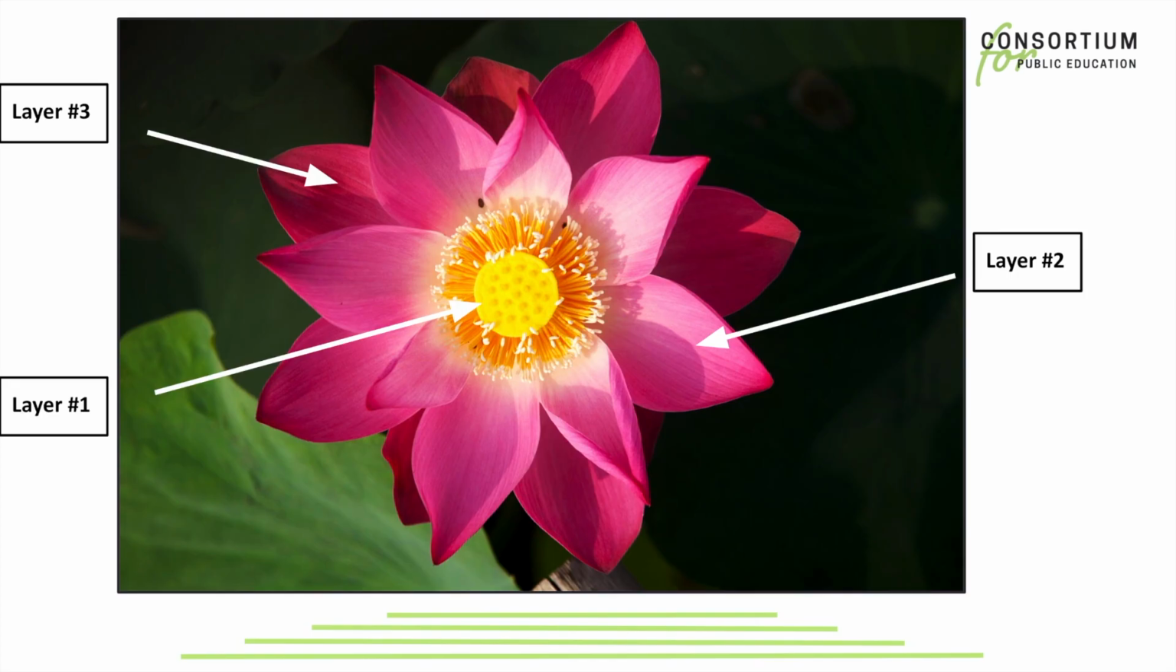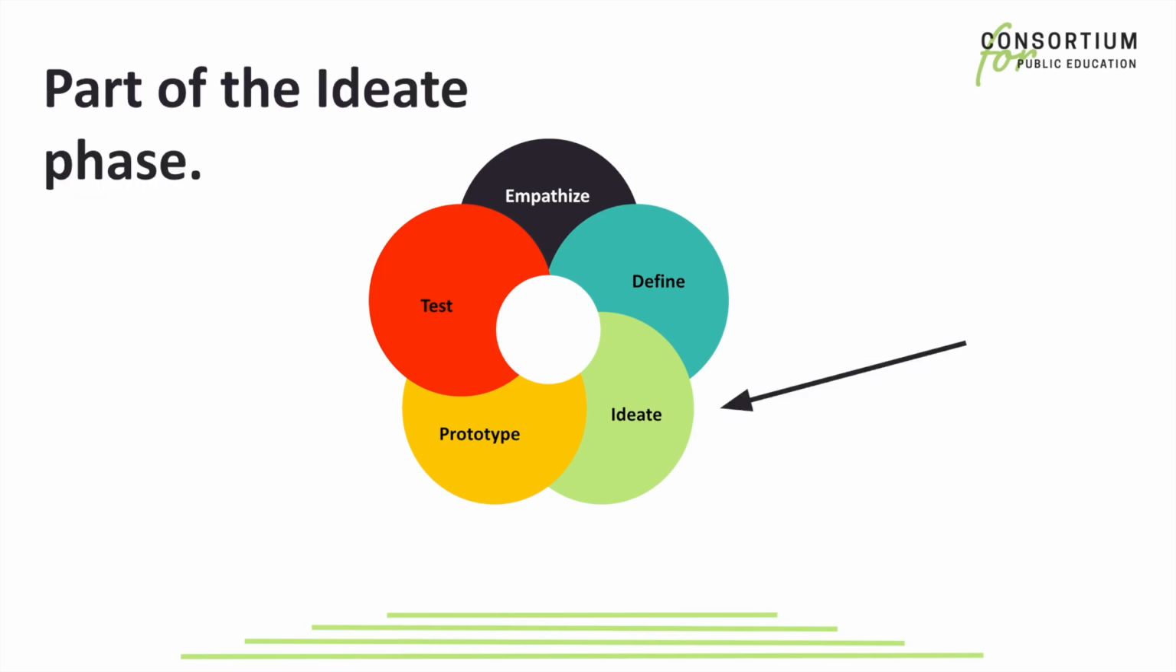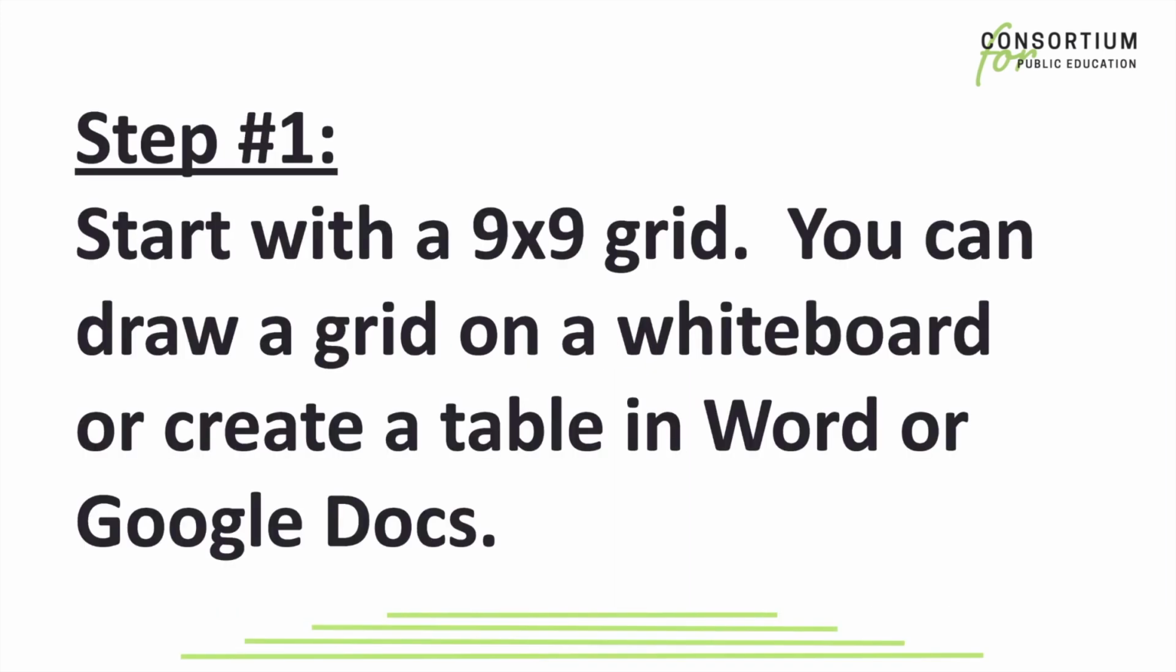This brainstorming method gets its name from the lotus blossom flower, which, as you can see here, has multiple layers of petals, just as we're going to do multiple layers of brainstorming. And if you're wondering where the lotus blossom fits within a design cycle, the lotus blossom is part of the ideate phase. So here's the process.